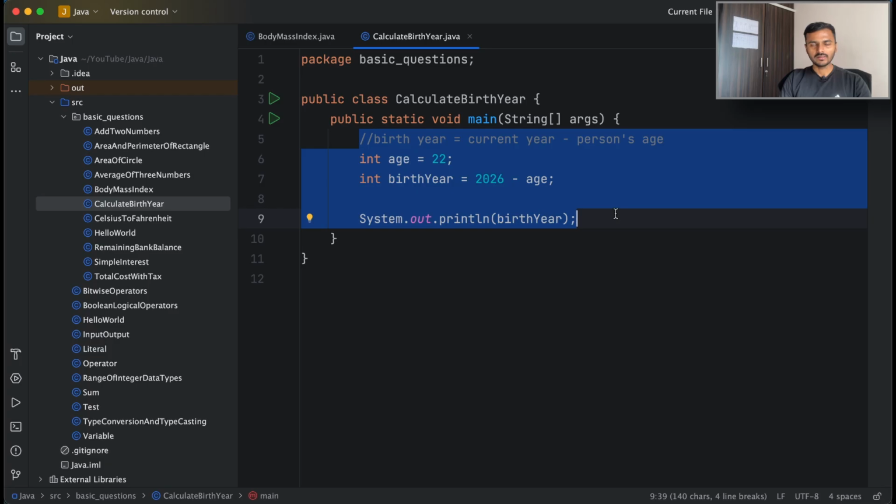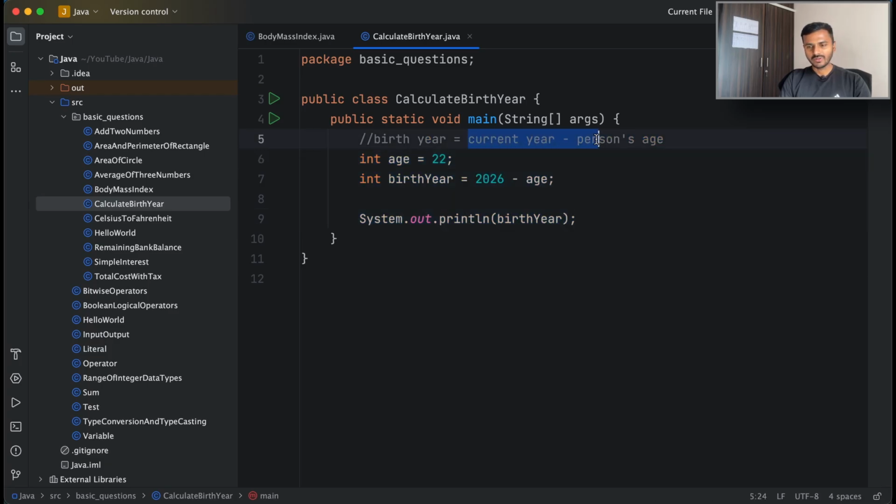So this taught another important lesson: whenever you need some input to do some operation and then get some output, it may happen that some of the inputs are commonly known information. For example, the current year in this case, where you won't need to take an input from the user.